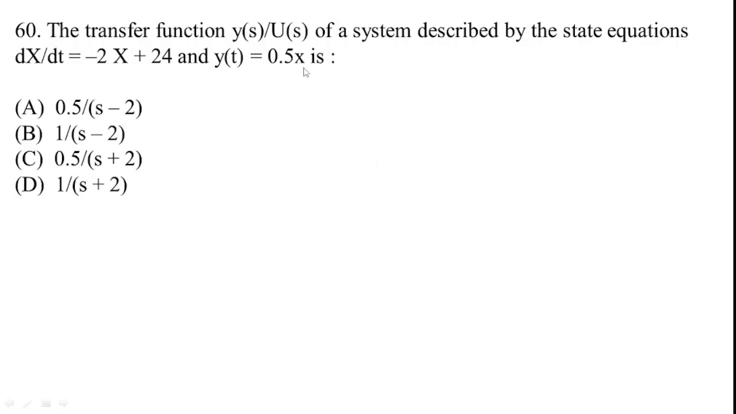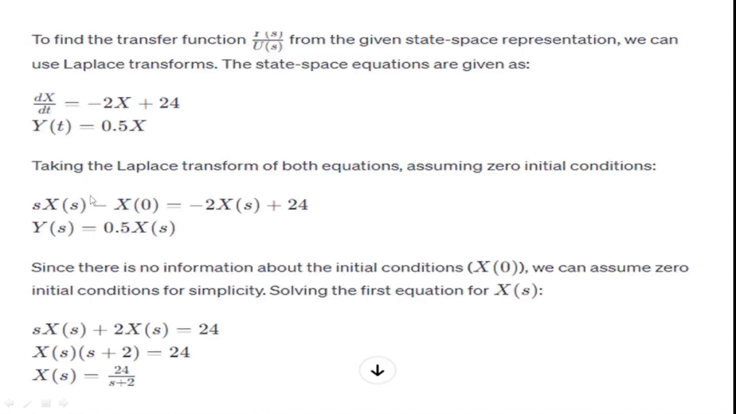transfer function Y(s) divided by U(s) of the system described by the state equation dx by dt is equal to minus 2x plus 2u and y(t) is equal to 0.5x. These are the given options: A, 0.5 by s minus 2, option B, 1 by s minus 2, C, 0.5 by s plus 2 and D, 1 by s plus 2. Here, to find the transfer function, take the given values and put them in.